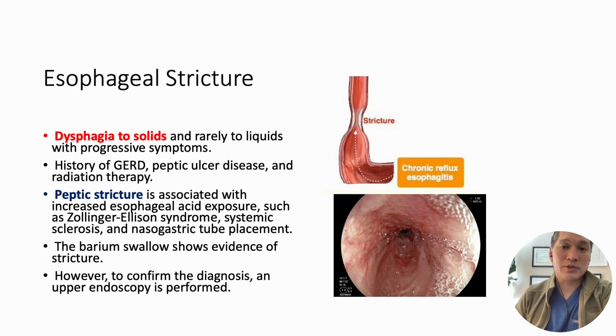It is commonly associated with conditions that increase esophageal acid exposure, and this includes Zollinger-Ellison syndrome, systemic sclerosis, and nasogastric tube placement. The barium swallow would show evidence of strictures. However, to confirm the diagnosis, the next best step really is an upper endoscopy.